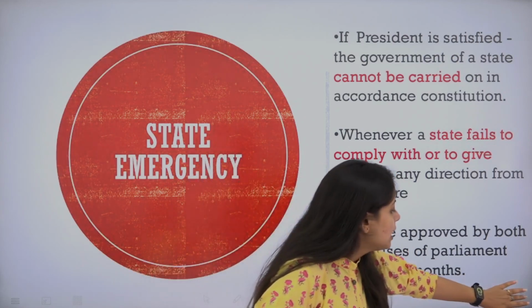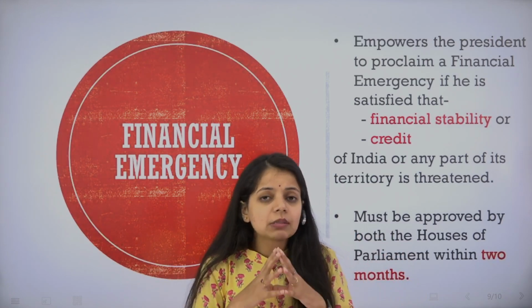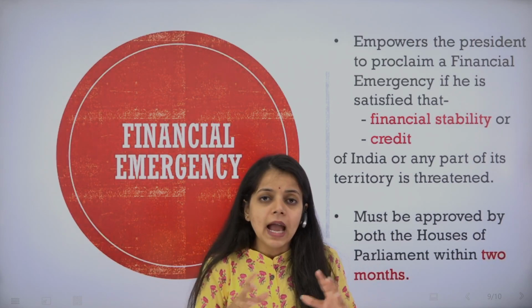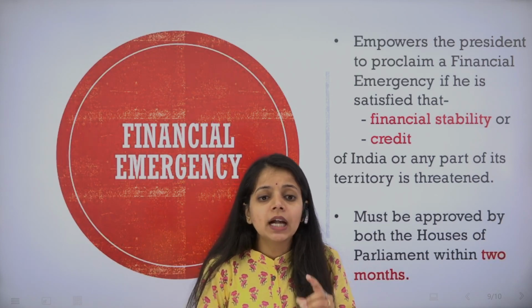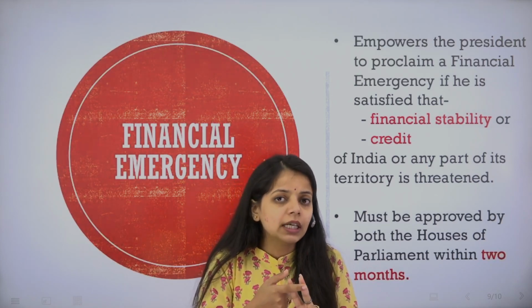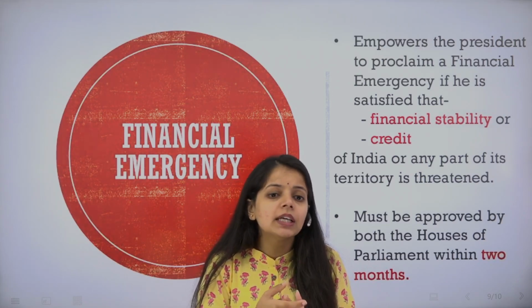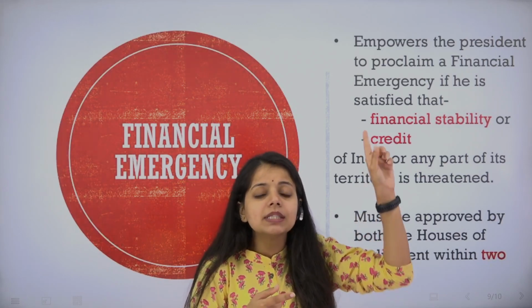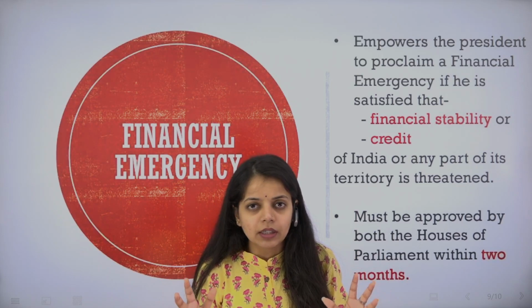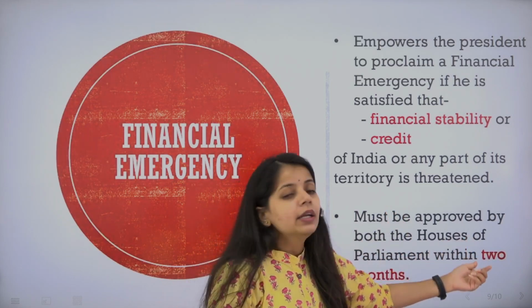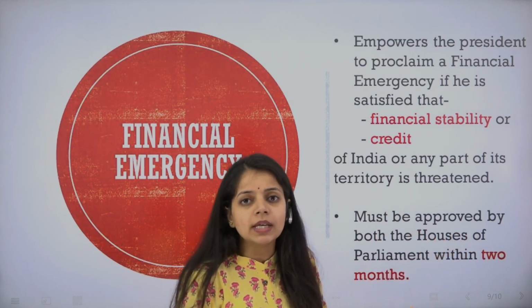Now let us talk about the last type of emergency, which is given under Article 360, and that is the financial emergency. Financial emergency has never been imposed in India, and it basically means whenever there is a threat or a situation of insecurity regarding the financial stability of the country or the credit of the country, when the government feels threatened, at that time the president can impose financial emergency in the country. So far, it has never been imposed in our country, and it has to be approved by both the houses of the parliament within 2 months of its proclamation.